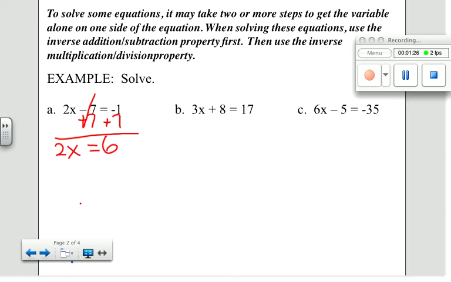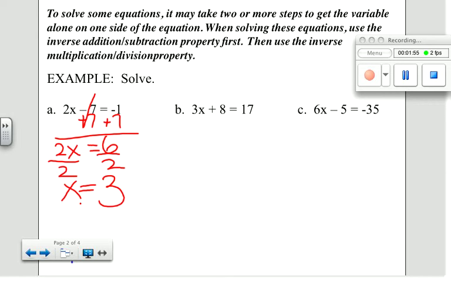Then undo any multiplication or division. Since we're multiplying by 2, the way that we undo it is divide by 2, the inverse. So x equals 3. So when you're solving equations with more than one step, undo addition, subtraction first, then undo any multiplication, division. So let's look at example B.